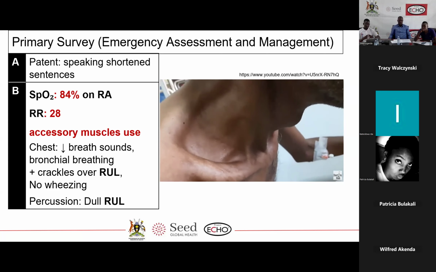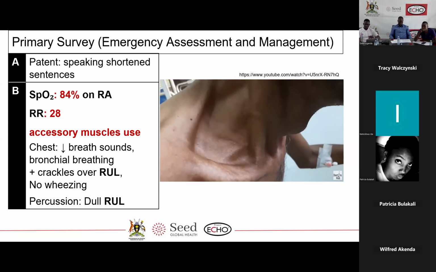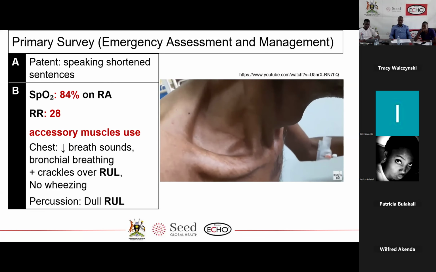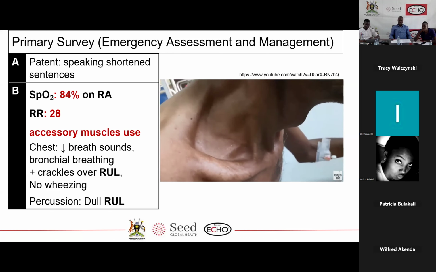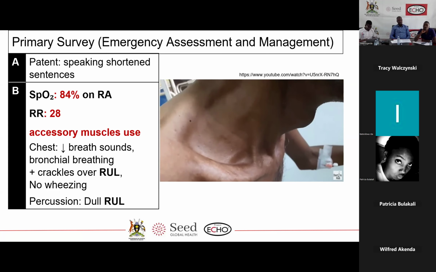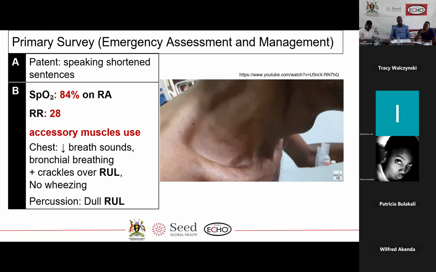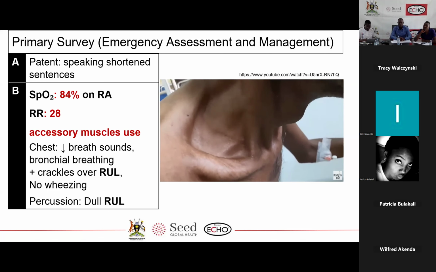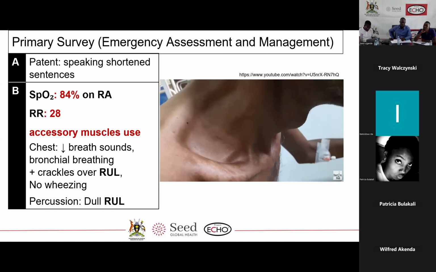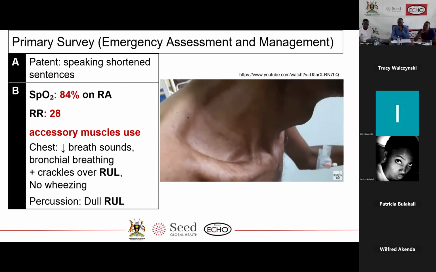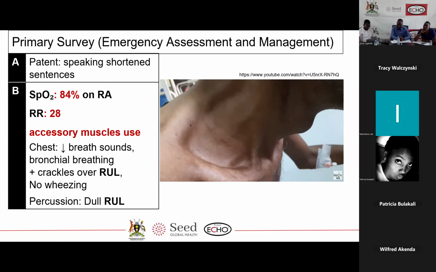Thank you very much. So just a recap. On our primary survey, airway was patent. The patient was speaking with shortened sentences. On breathing, he was hypoxemic with a SpO2 of 84 on room air, tachypneic with a respiratory rate of 28, using accessory muscle. On percussion, we had dullness on the right upper lung. On auscultation, reduced breath sound, bronchial breathing, and crackle over the right upper lung. There was no wheezing, as you can see on the image beside.